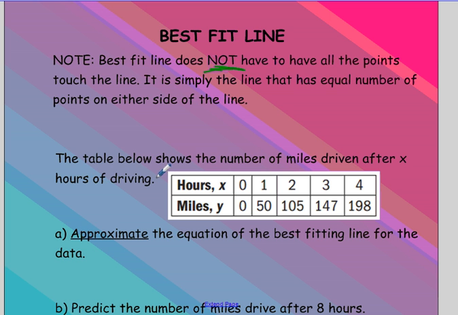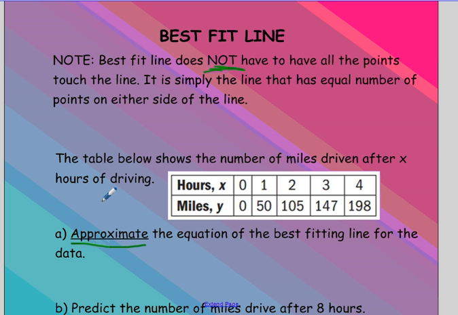The table below shows the number of miles driven after so many hours of driving. So we're going to approximate the equation of the best fitting line. If I drive 0 hours, I've driven 0 miles. If I drive 1 hour, I've driven 50 miles. 2 hours, I've driven 105. 3 hours, 147. 4 hours, 198.